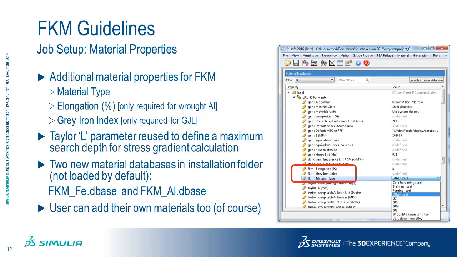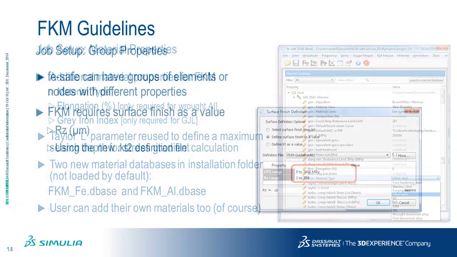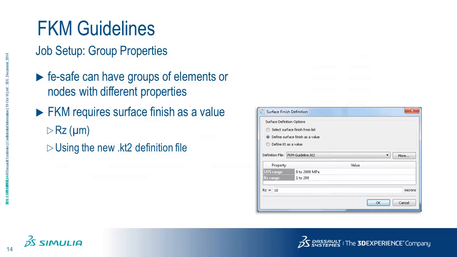So we don't load those automatically because they are actually quite big, but they're in your installation, and they're pretty easy to find. Of course, you can always add your own. And we reuse the Taylor parameter L for part of the search depth, the Taylor parameter being used for the TCD method, right?